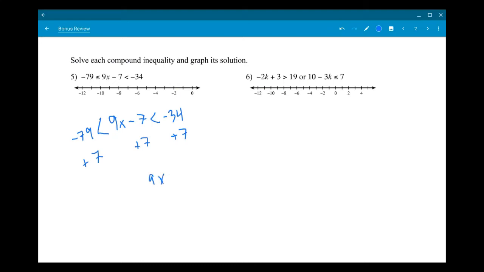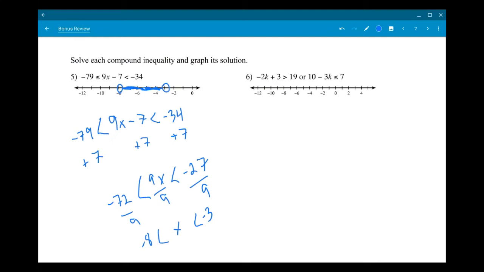So initially, I get 9x. I get a -27 over here, and I get a -72 over here. I'm going to divide by 9. Now, I'm not flipping my sign here. Okay, even though -27 and -72 are negatives, I'm not dividing by a negative. I'm only dividing by a +9. Okay, so I'm going to leave that sign just as it is. There we go. And what I get is that x is between -3 and -8, or that x is both less than -3 and greater than -8. So I'm going to put circles on both of those, and I'll shade in between.